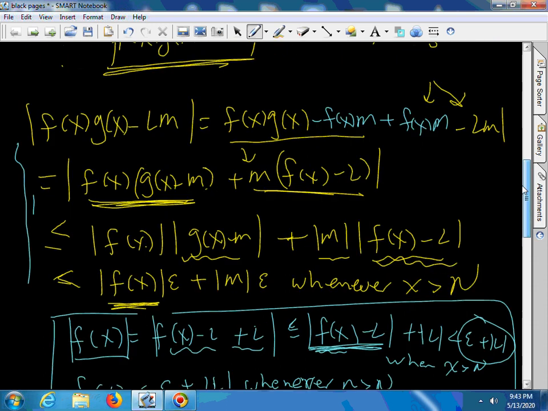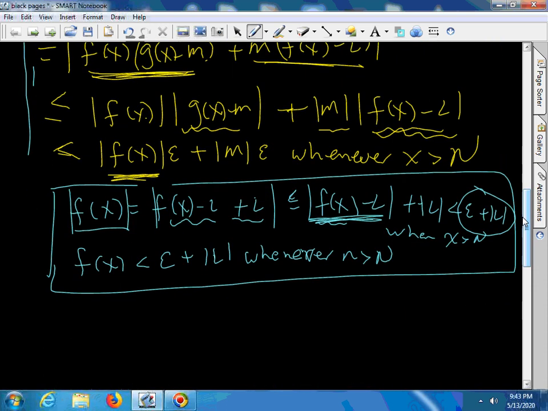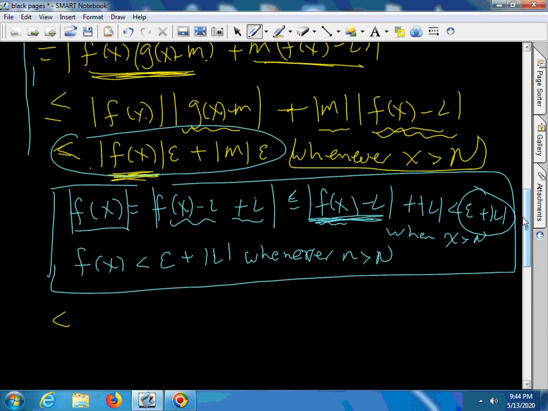Now, continuing from here, this is less than... Well, f of x we just learned, and we're only talking about when x is bigger than n. Ooh, f of x, something's a little bit wrong. The absolute value of f of x is less than epsilon plus L.